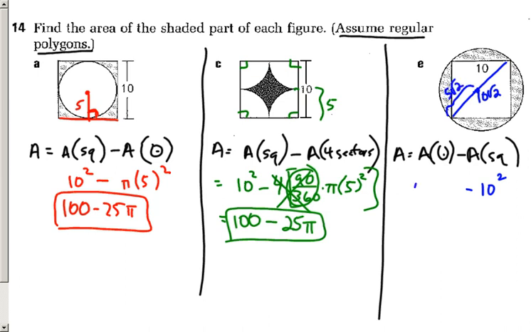So this is what I got. The area of the circle is going to be 5 root 2 squared times pi. So I'm going to do this. 5 root 2 squared is 25 times 2, so this is going to be 50 pi, and then minus 10 squared, so minus 100. So those are letters A, C, and E from number 14. Let's move on and continue with these problems.